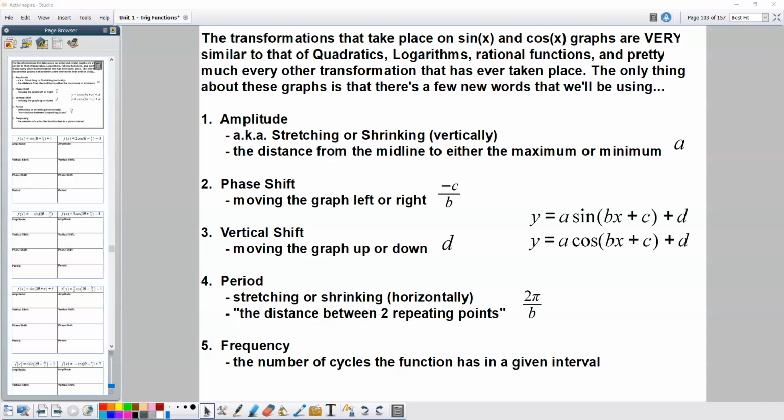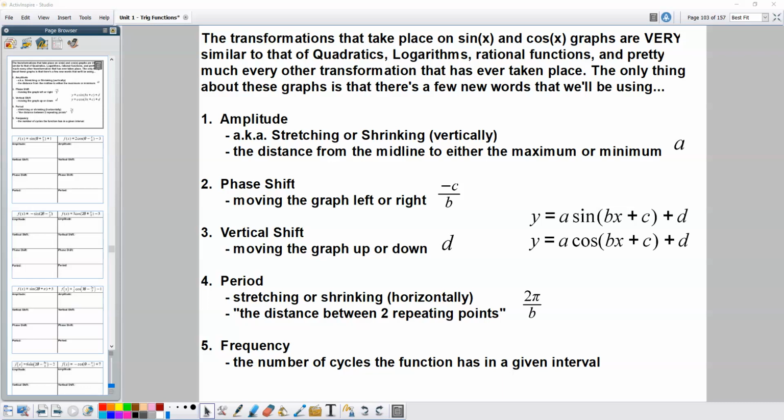We've already talked about how to graph sine and cosine curves. This is just kind of checking a box off for us. The amplitude, stretching or shrinking, that's what we've called it. Just kind of how tall the graph's going to be. Phase shift, moving it left or right. Vertical shift, moving it up or down.